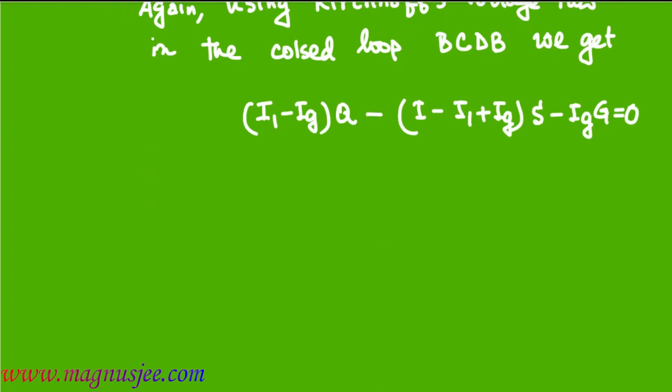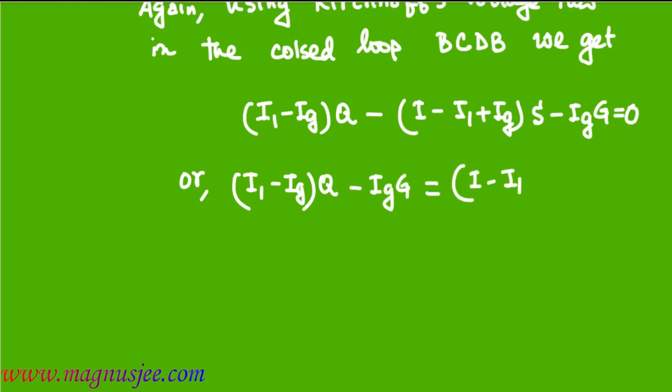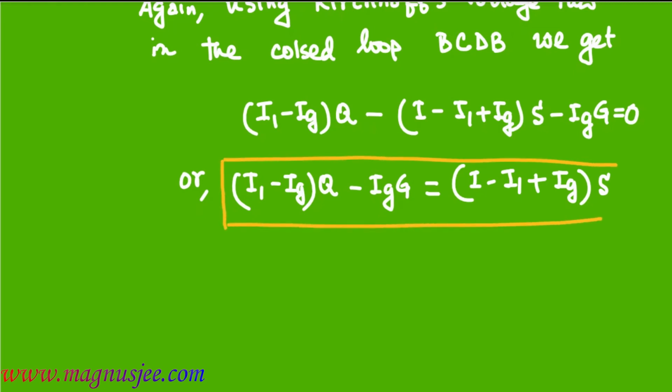Or, (I1 minus Ig) into Q minus Ig into G equals (I minus I1 plus Ig) into S. This is equation 2. We get equation 2 after using Kirchhoff's voltage law in the closed loop BCDB.